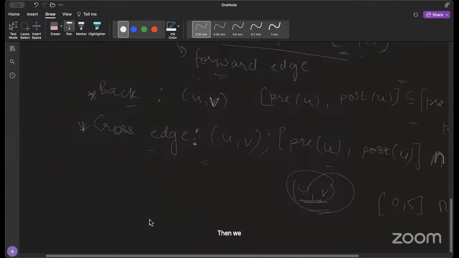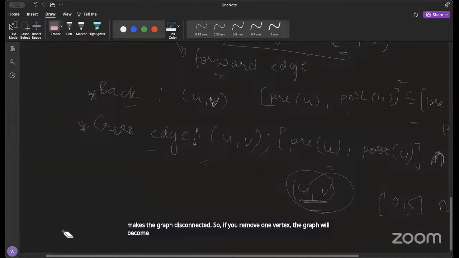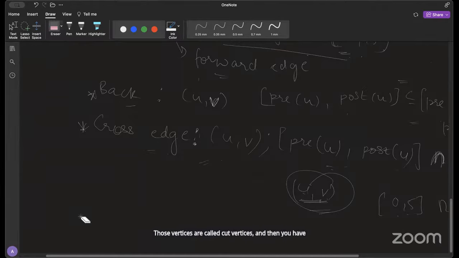Then we have cut vertices. Cut vertices are basically the vertices which, when removed, make the graph disconnected. So if you remove one vertex, the graph will become disconnected. Those vertices are called cut vertices. And then you have cut edges, called bridges.